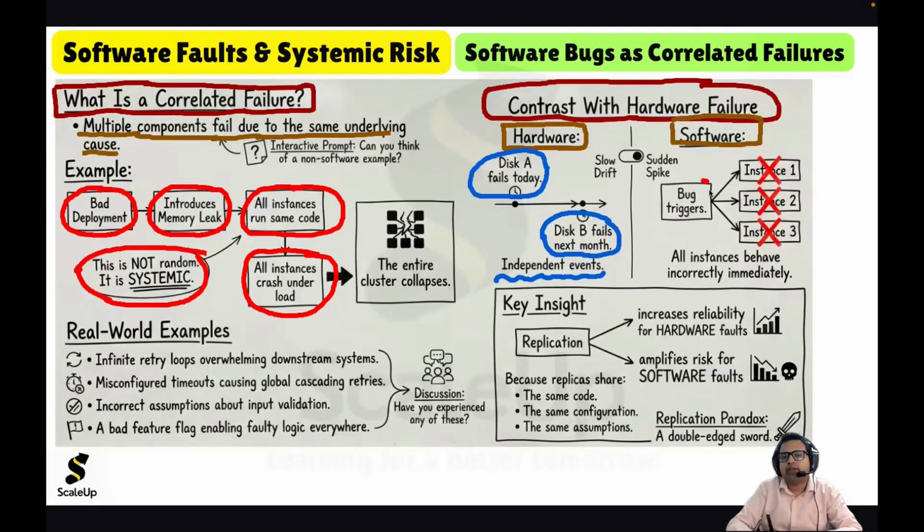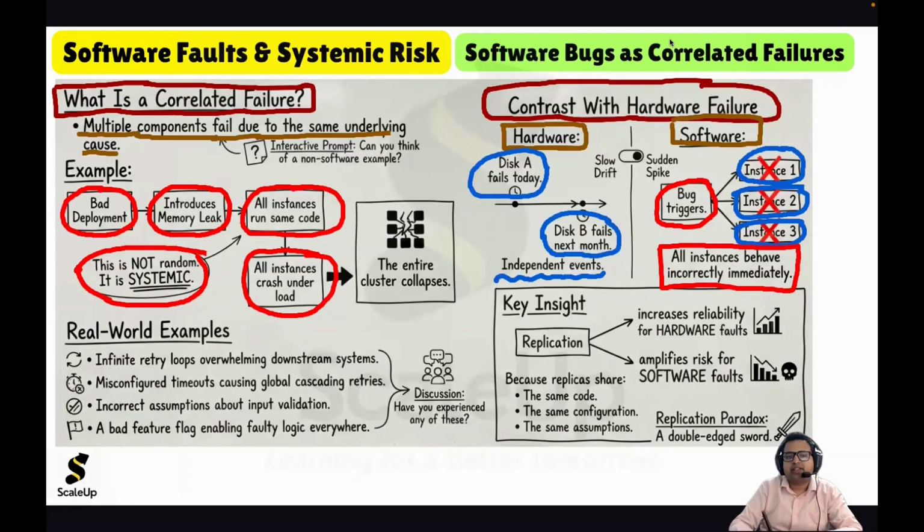But in software, on the other hand, let us suppose there is a bug. Now that bug will trigger all the instances, because the same copy of the code is running in all the three instances, for example, instance 1, instance 2, instance 3. So a small bug in the code will be migrated to all the instances. So in a software failure, all instances behave incorrectly immediately. So software failures are global and synchronized, and hardware failures are localized.